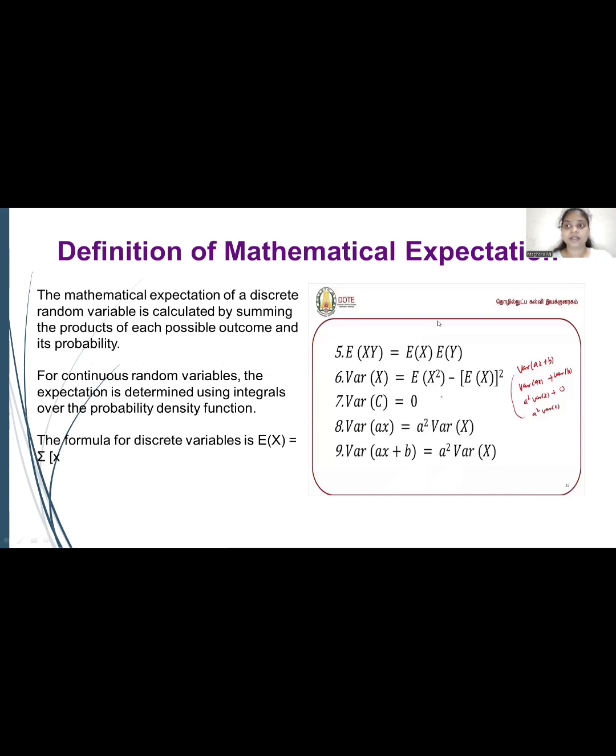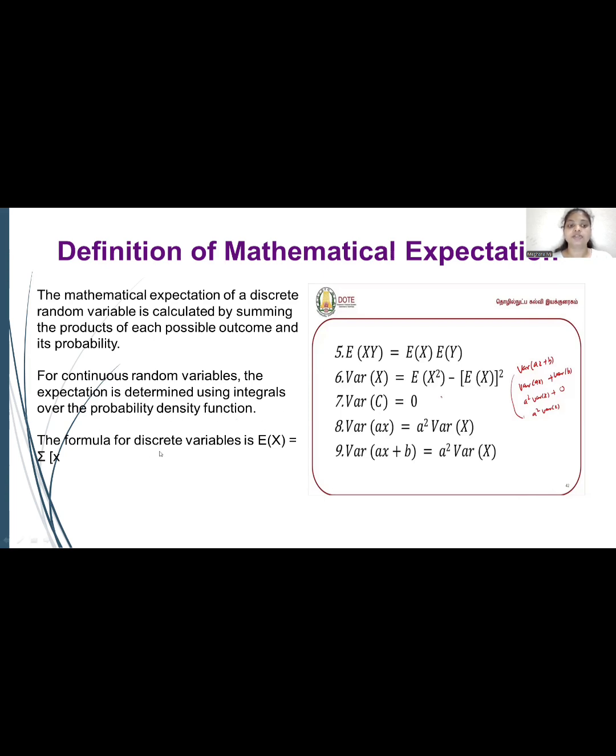Definition of mathematical expectation. The mathematical expectation of a discrete random variable is calculated by summing the products of each possible outcome and its probability. For continuous random variables, the expectation is determined using integrals over the probability density function.